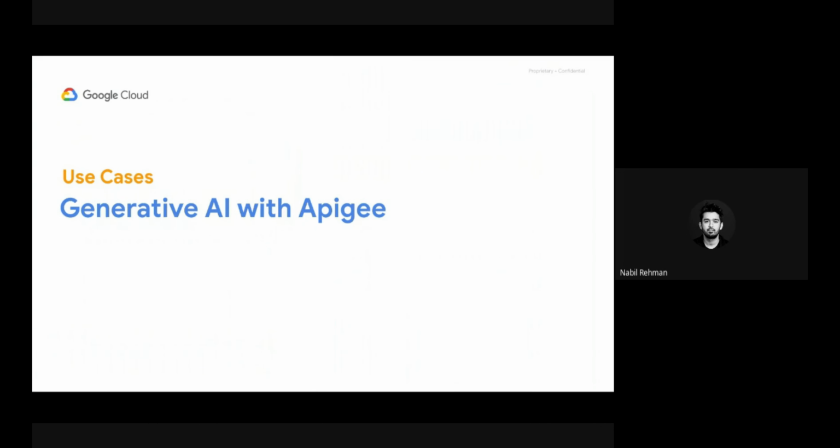The first use case that I wanted to discuss is generative AI together with Apigee. Generative AI, you have all probably seen ChatGPT or Bard from Google. These generative AI or large language models can be used to generate text, write code, generate pictures, a lot of stuff. And API management can add a lot of value if you have a generative AI use case. Here, we'll discuss more details about that as well.